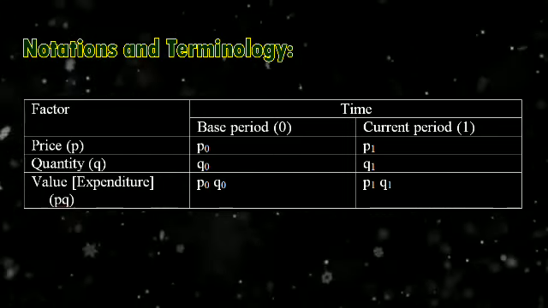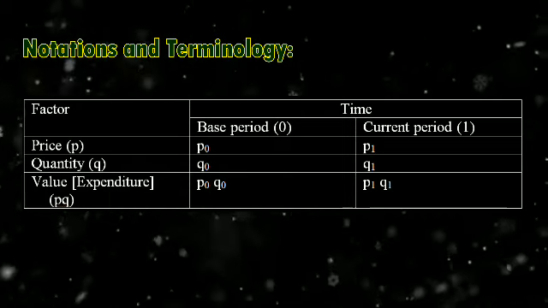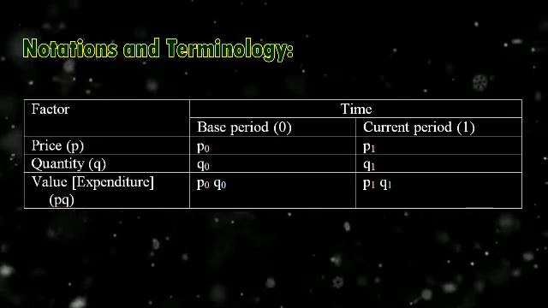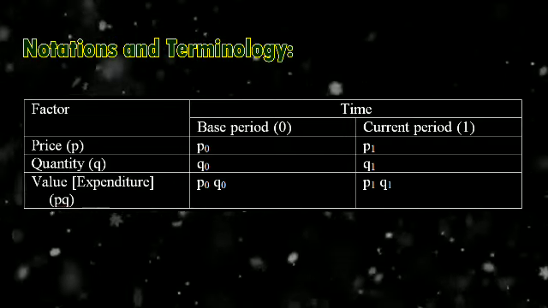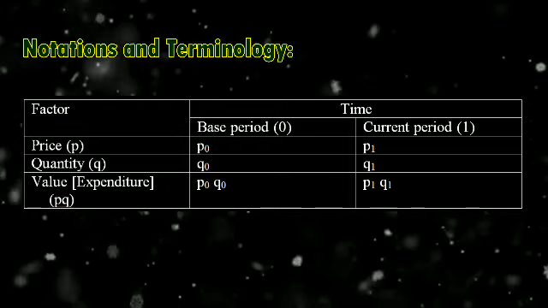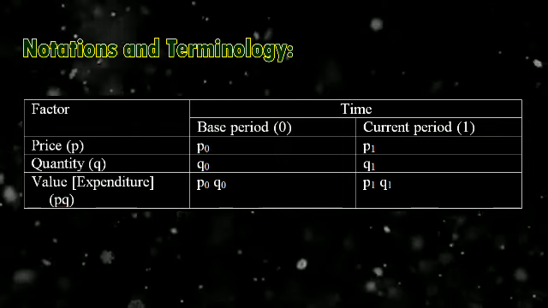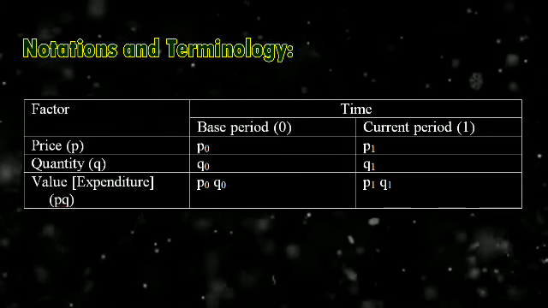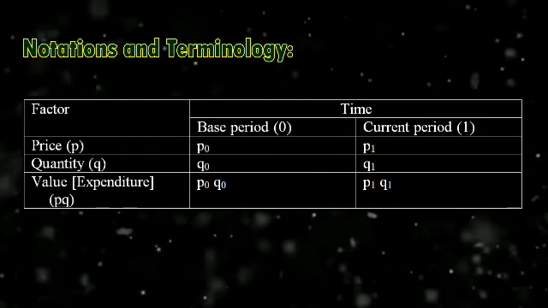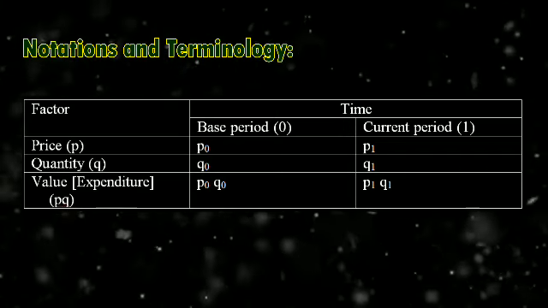So in the first row, as you can see, P0 and P1 are given. Price values are denoted as small letter P. So P0 means price of the base year. 0 indicates base year, 1 indicates current year. Similarly, P1 is the price of the current year. Similarly, quantity values are denoted as small letter Q. Q0 indicates base year quantity. Q1 indicates current year quantity.